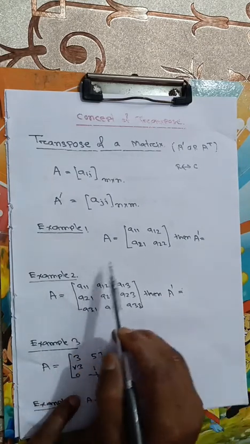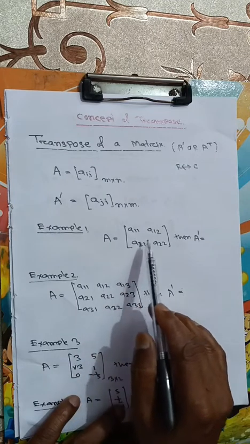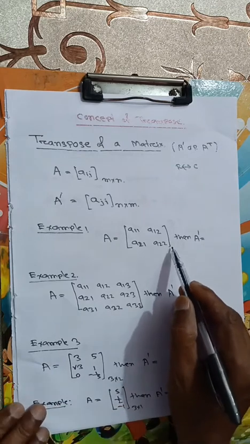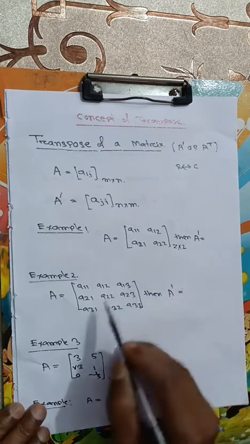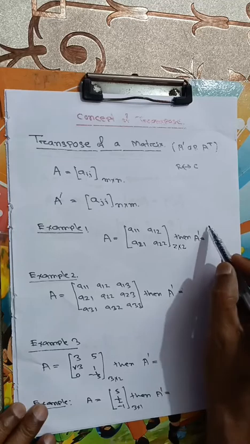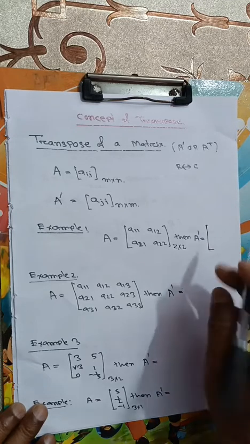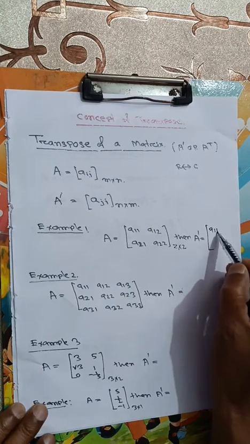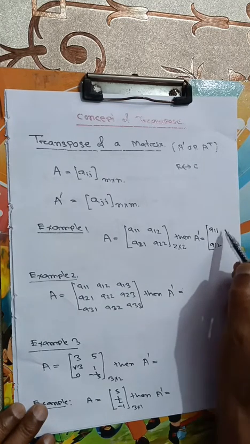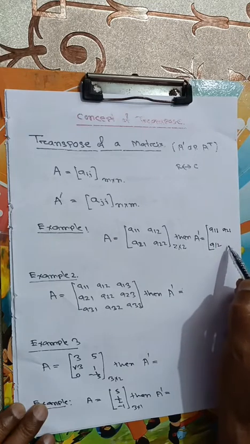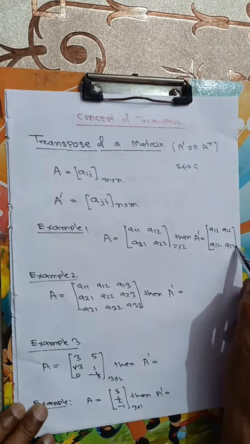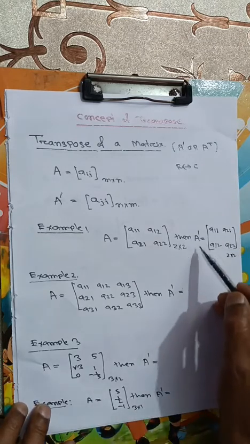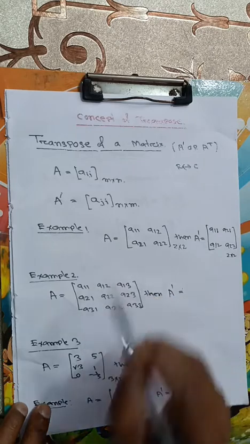For example, we take A equal to A11, A12, A21, A22, a matrix of order 2 into 2. Then, if we interchange the rows to columns, we get A11, A12, A21, A22, of order 2 into 2. Then this matrix is known as the transpose of matrix A.